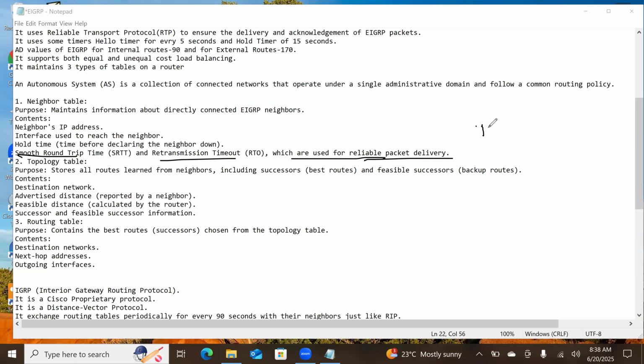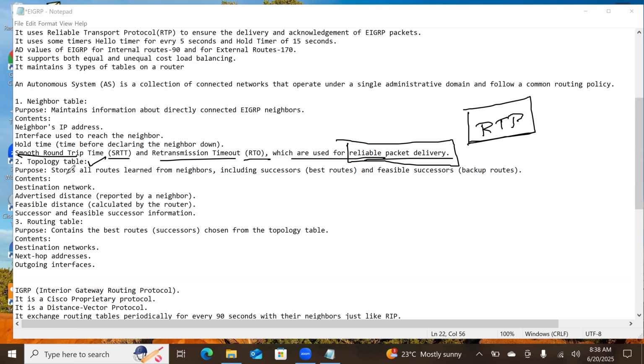I said it uses RTP, right? What is this RTP? Reliable Transport Protocol. So for this, we have to have some timers, like SRTT and the RTO. That's what I said, it is used in reliable packet delivery. So second one is what?